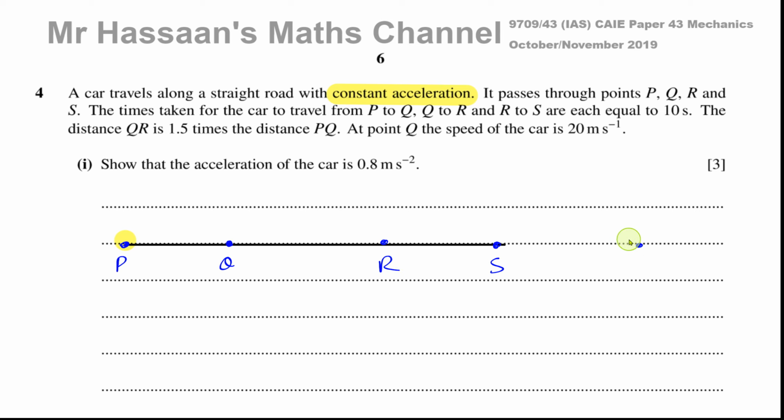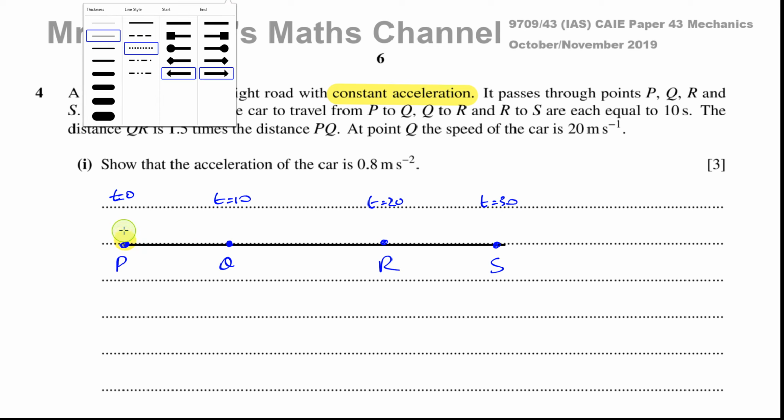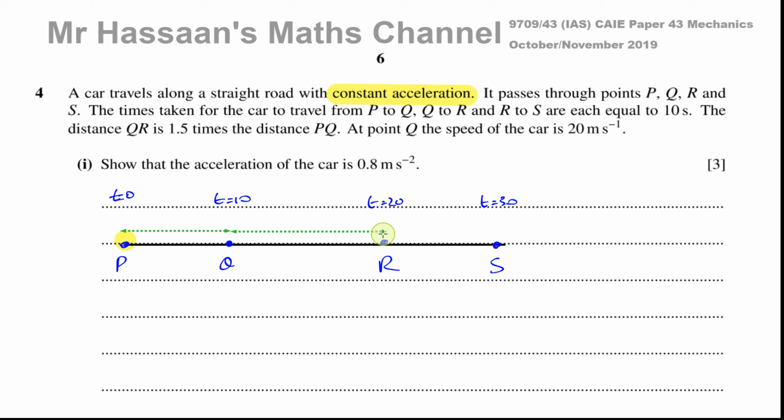Now, what do we know about the situation here? Well, we know that the time between each of these is 10 seconds. So if this is 0, this will be after 10 seconds. This will be 20 seconds after it passes P, and this will be 30 seconds after it passes P. We also know that Q to R is 1.5 times the distance of P to Q. So let's say P to Q is a distance x, then Q to R is the distance 1.5x.